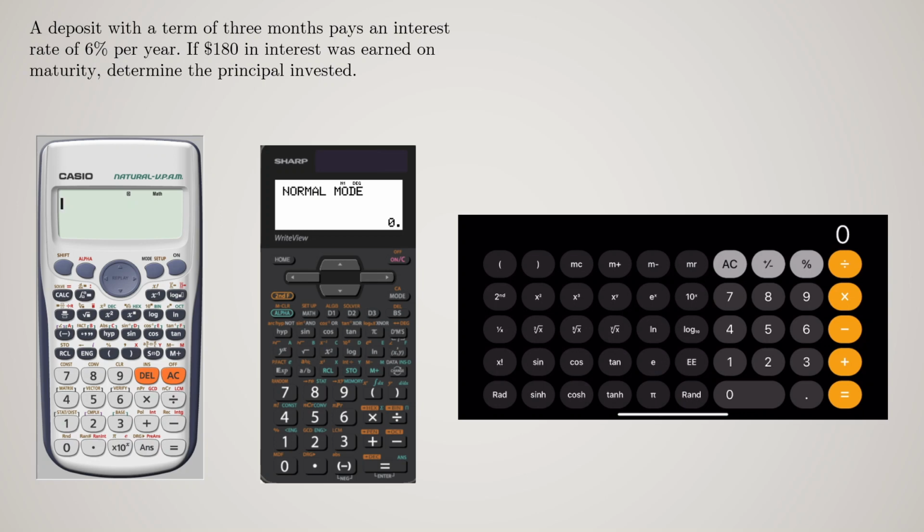Let's take a look at the problem. We have a deposit with a term of 3 months that pays an interest rate of 6% per year. If $180 in interest is earned on maturity, we're asked to determine the principal invested.